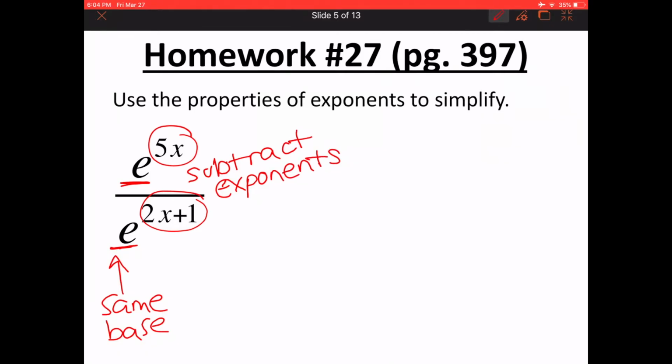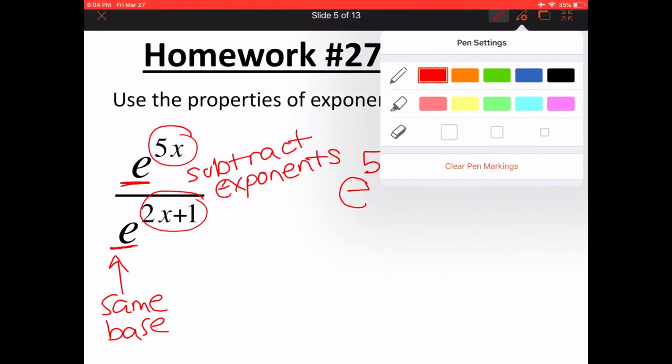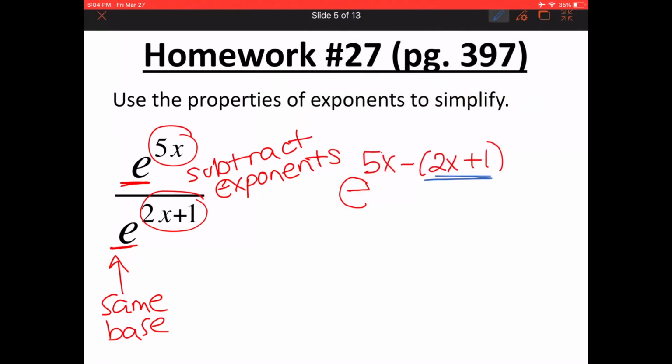So let's go ahead and set this up. I would have e to the power of 5x minus 2x plus 1. Notice, please be really mindful of this. Any sort of terms that are joined together by a plus or a minus, you need to have them in parentheses. Otherwise, your final answer is going to be incorrect.